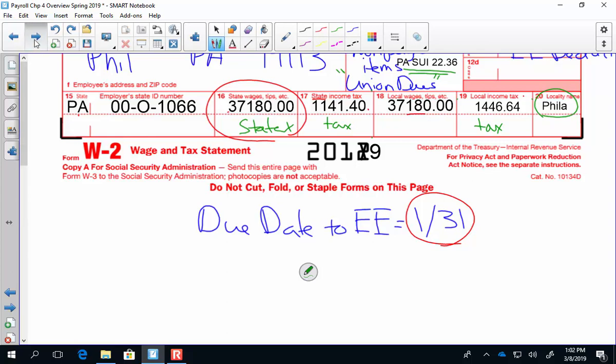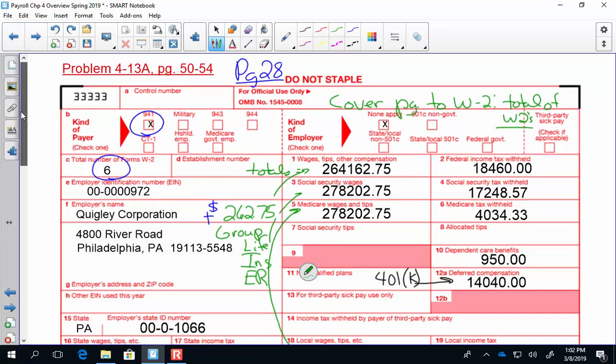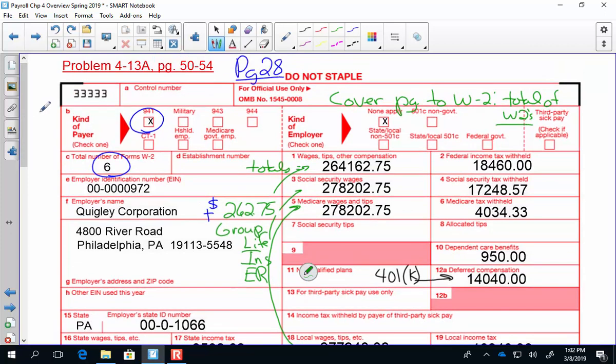Okay, I have another example of a W-3, which is basically a summary, right? A summary of all the W-2s together. So that's shown here. I have the totals for problem 13.